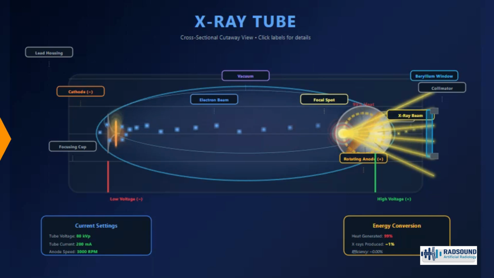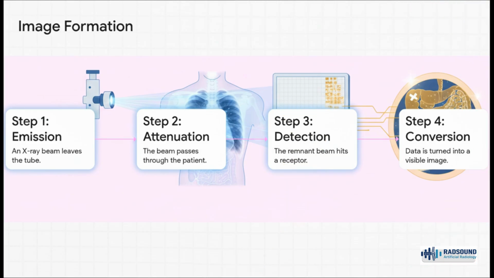And that mission, it basically follows a four-step game plan. First, the beam gets created. Second, it has to travel through the patient and it gets weakened along the way. Third, the photons that actually survive are captured by a detector. And finally, all that information gets turned into the image we can actually see. We're going to walk through every single step.